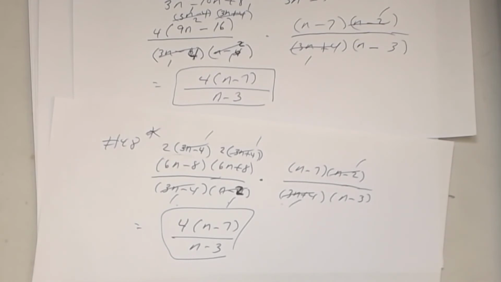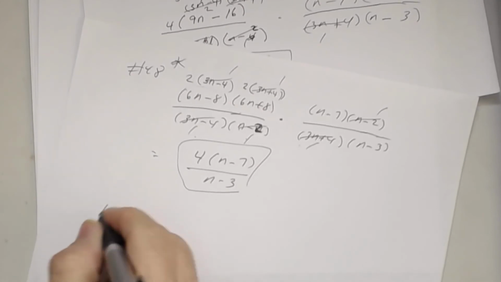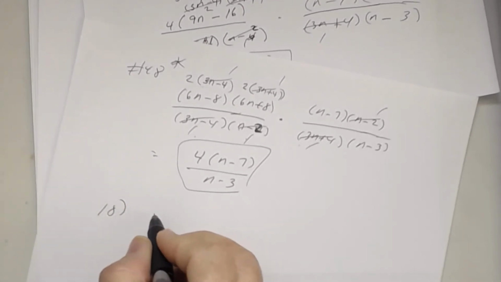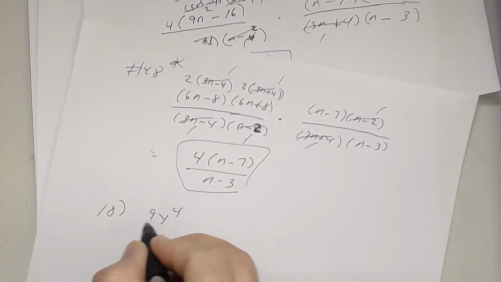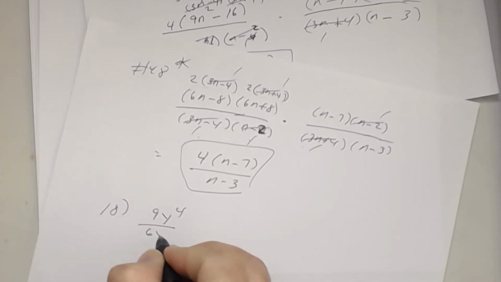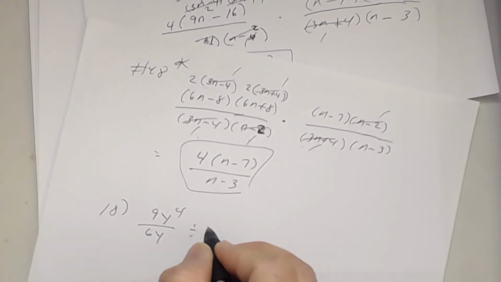All right, let's look at 18. You have 9y to the 4th divided by 6y divided by y squared divided by 3.